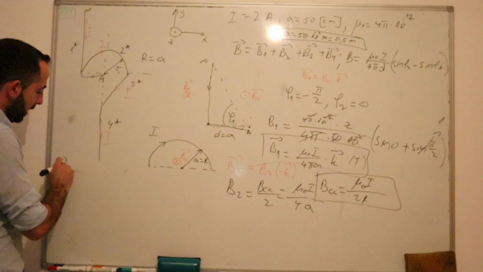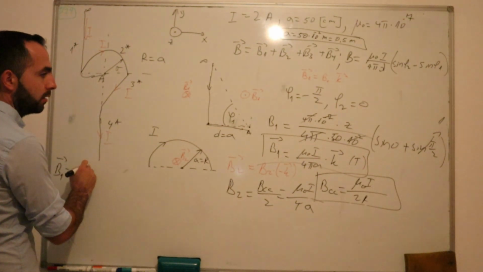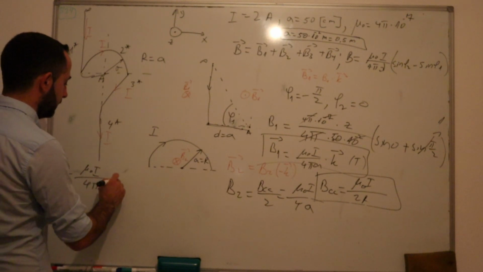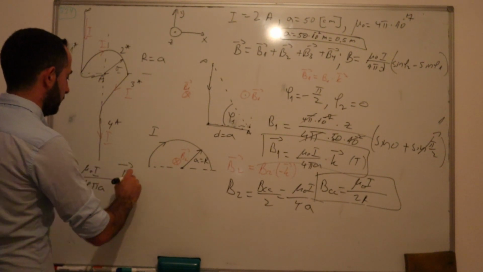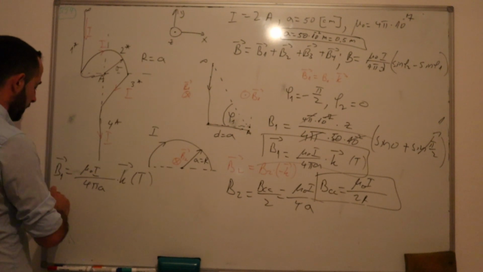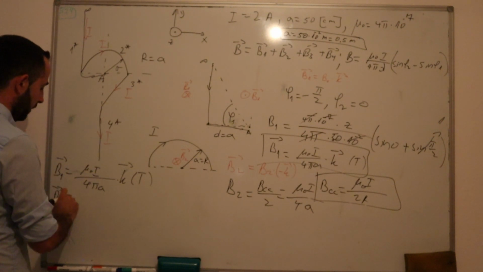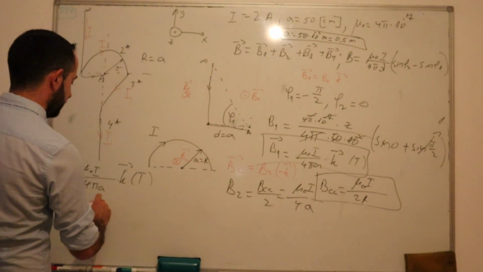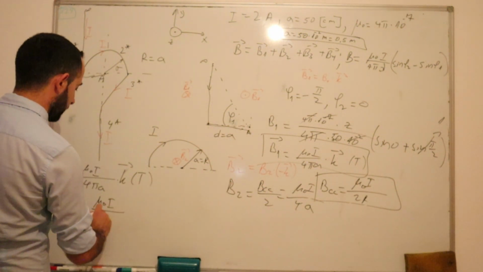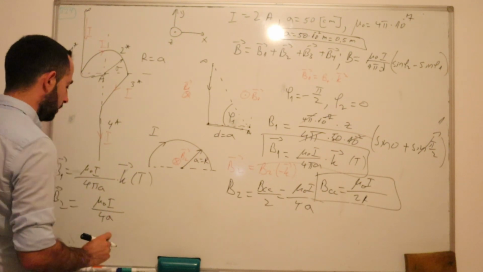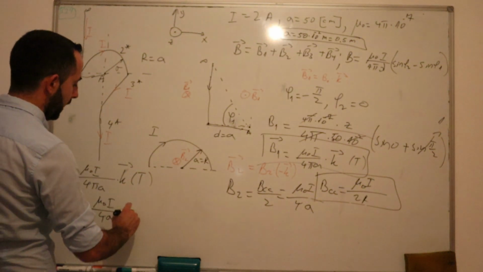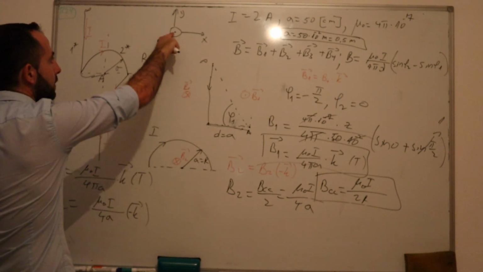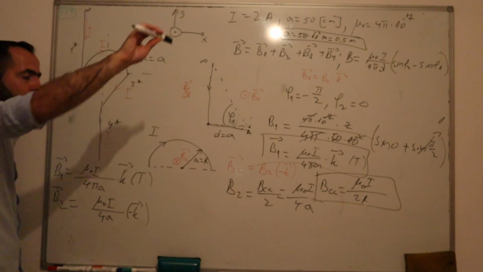So I will rewrite all of these. B1 is equal to μ0I over 4πA times k, and it is in Tesla. B2 has intensity μ0I over 4A, but it has minus k. It is in the opposite direction from our coordinate system, from the z-axis.